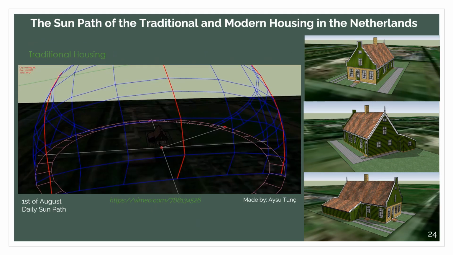The comparison of traditional and modern housing in the Netherlands. In this slide, we can see a typical traditional house which can be found in the Netherlands. In this type of farmhouse, they use brick and wood as a material. And in this video, we can see a daily sample of this building on the 1st of August.